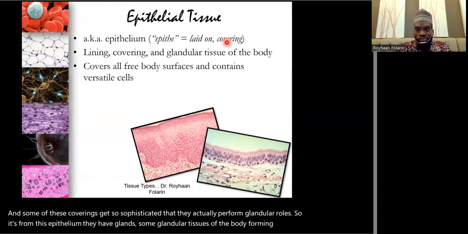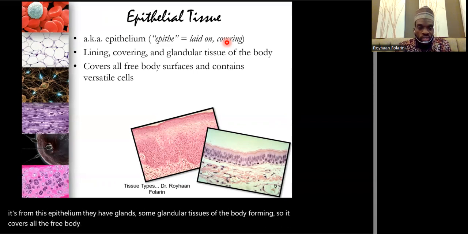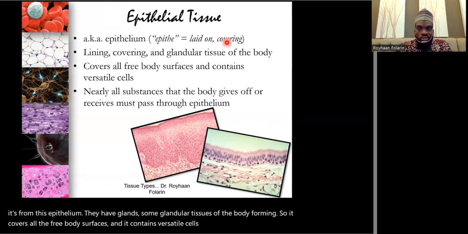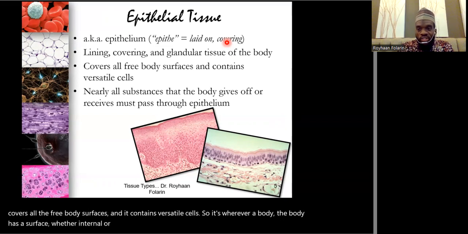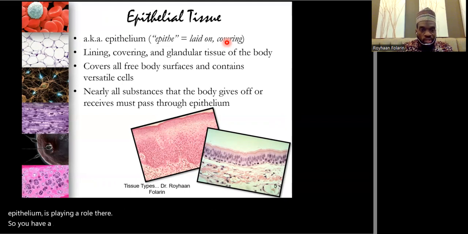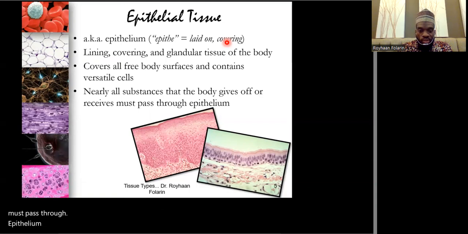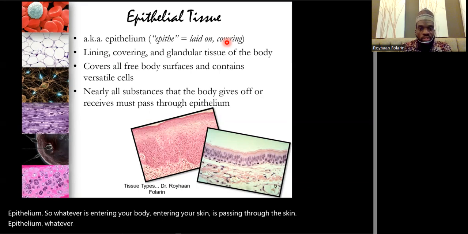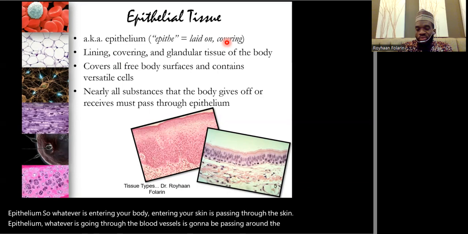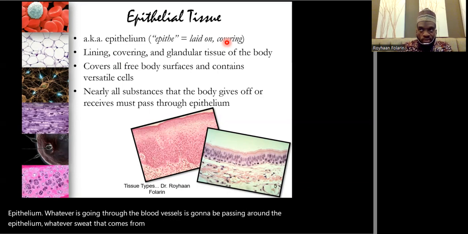So it covers all the free body surfaces, and it contains versatile cells. So wherever the body has a surface, whether internal or external, you can be rest assured that the epithelium is playing a role there. So you have an epithelial tissue there. So nearly all substances that the body gives off or receives must pass through epithelium. Whatever is entering your body, entering your skin, is passing through the skin epithelium. Whatever is going through the blood vessels is going to be passing around the epithelium. Whatever sweat that comes from the body is passing through the epithelium, amongst other things.